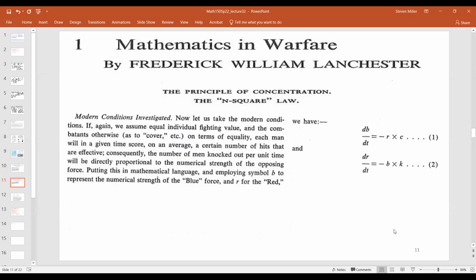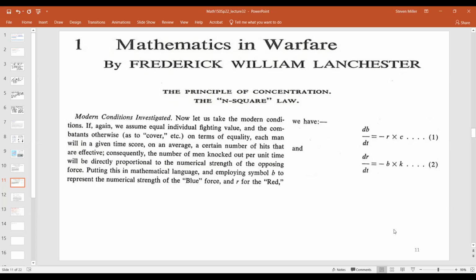So we're going to use blue and red so that no country feels bad. dB/dt, the rate at which the blue fleet is changing, is equal to minus R times C. The rate at which the red fleet is changing is minus B times K. Does it make sense that there's a negative sign? As time passes, as the battle goes on, your forces get smaller. So we're not allowing for capture of ships in a model like this. So we all agree that the negative sign is very reasonable.